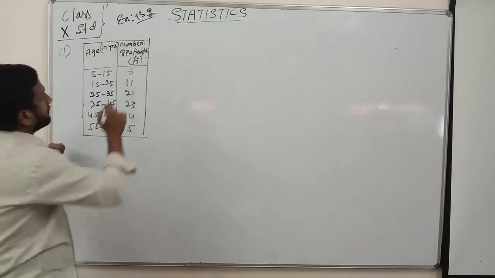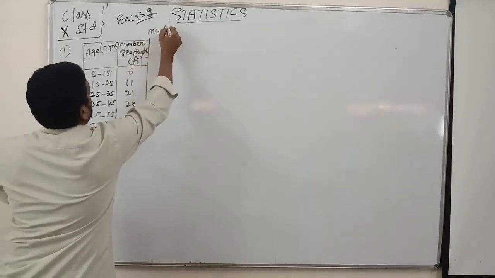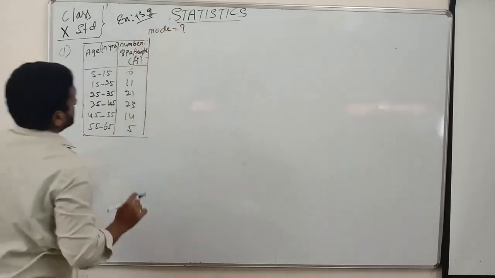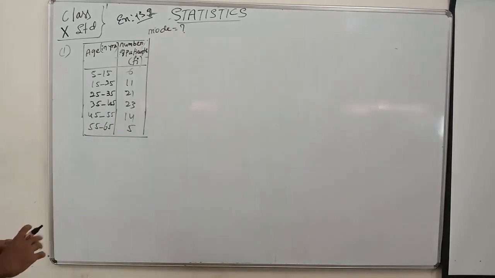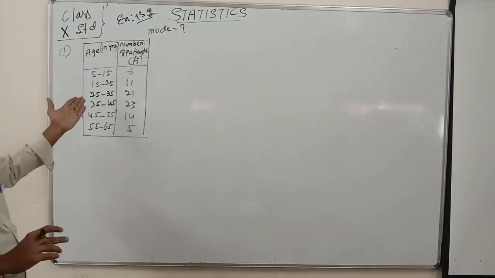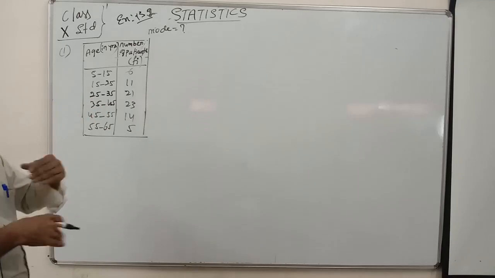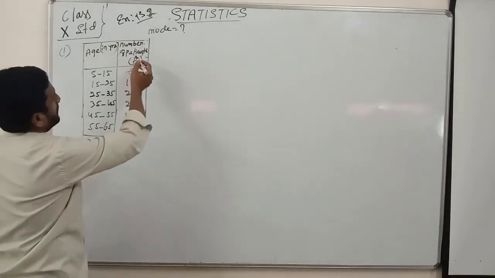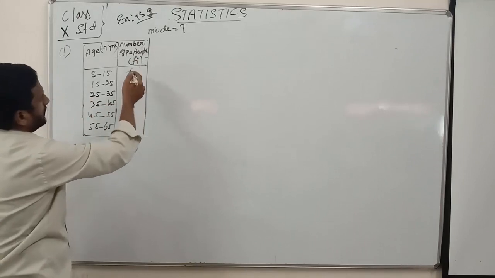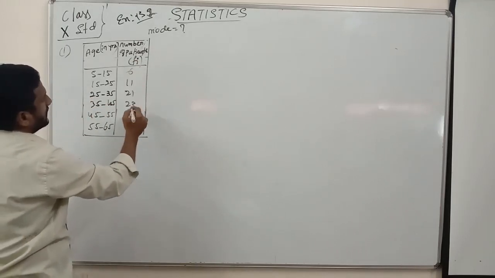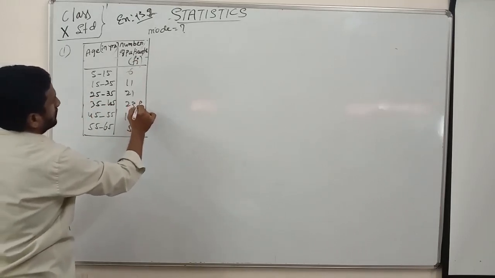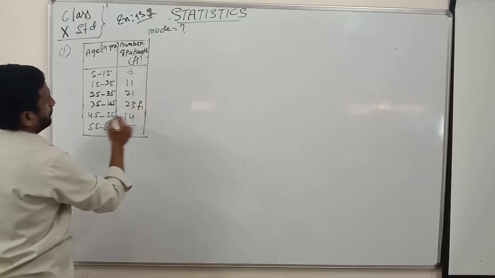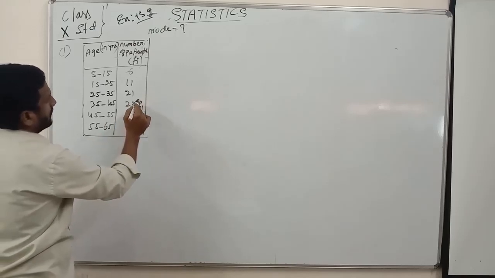While calculating the mode, mode is equal to what? Mode is very simple. Of the 2 columns given, we can calculate the mode from these 2 columns only. Which is the highest frequency in f1? See here, 23 is the highest, no? That is what you can take as f1.